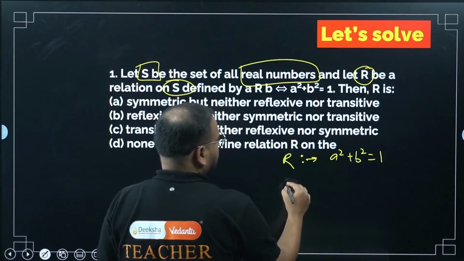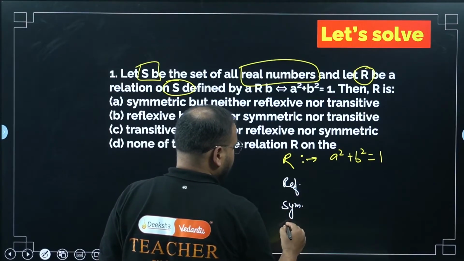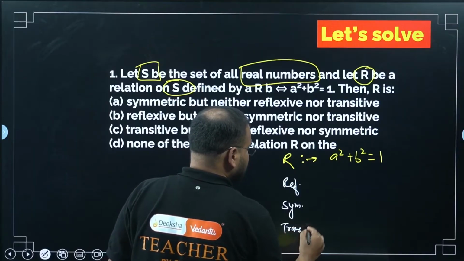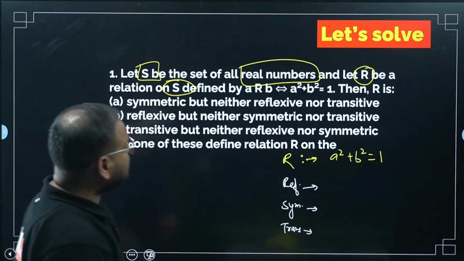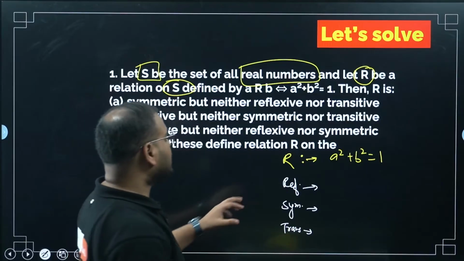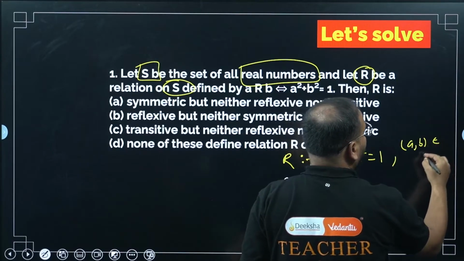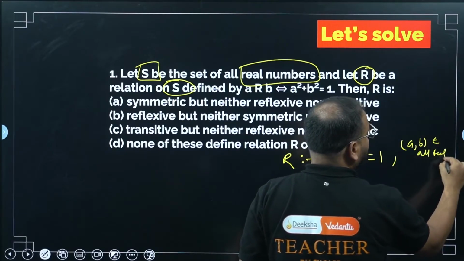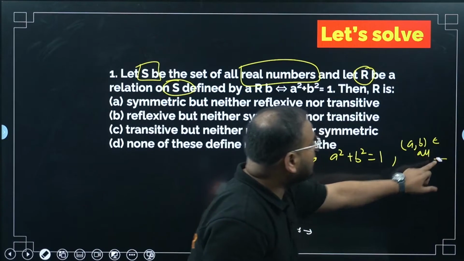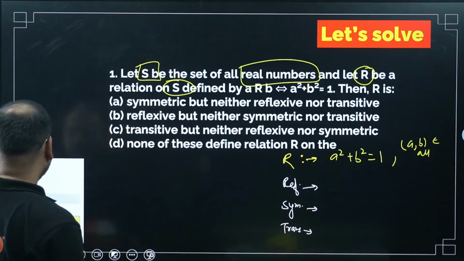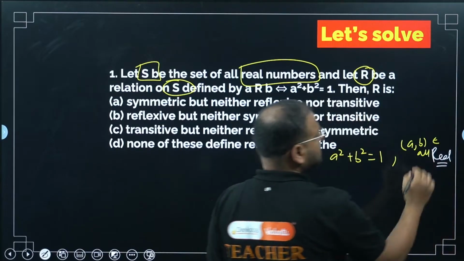First one is reflexive, then symmetric and transitive. We'll go through each of these one by one. For it to be reflexive, first of all, what are the elements A and B? A and B belong to all real numbers. I hope you can see this. They are all real numbers, which means yes, they can be irrational also.